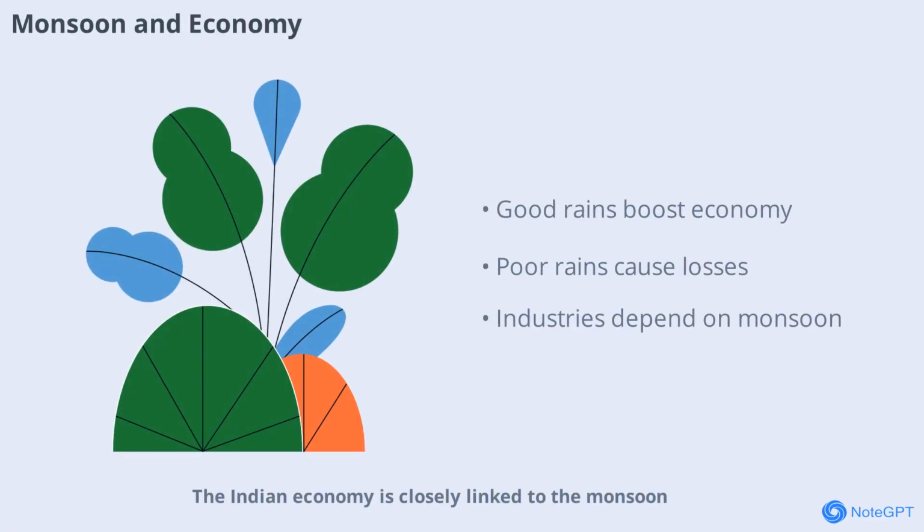Indian economy is closely linked to the monsoon. Good monsoon rains lead to bumper harvests, lower food prices, and economic growth. Poor or delayed rains can cause crop failures, food shortages, and inflation. Industries like textiles, sugar, and hydroelectric power also depend on the monsoon. Policymakers and businesses closely monitor monsoon forecasts to make informed decisions. The monsoon's impact on the economy highlights the importance of climate in shaping our lives.